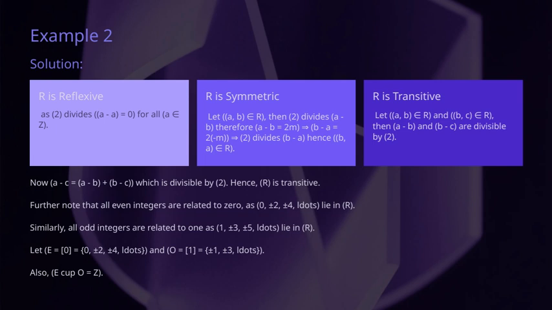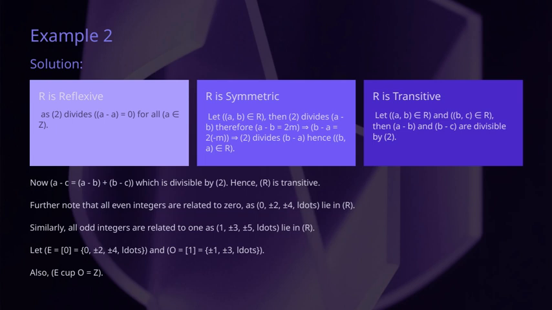Finally, when we look at the difference A minus C, it can be expressed as the sum of A minus B and B minus C. Since both are divisible by 2, their sum is also divisible by 2. This demonstrates that R is transitive, as the difference between A and C is divisible by 2.